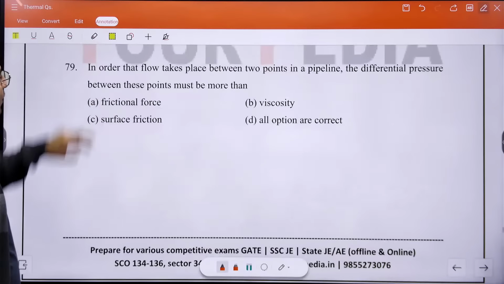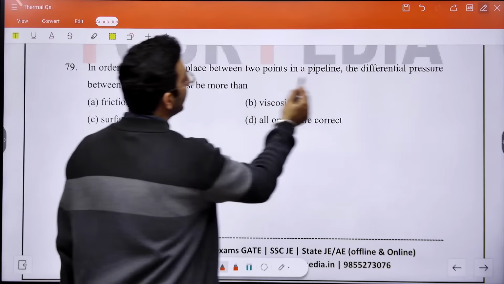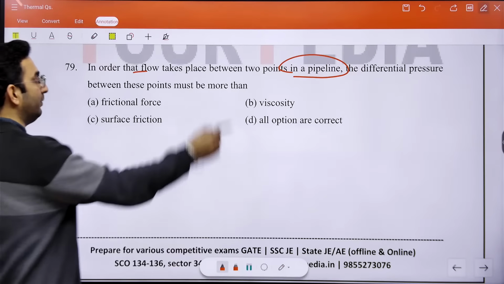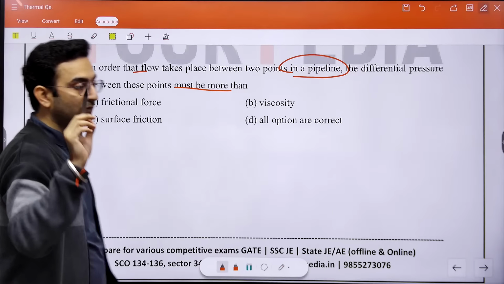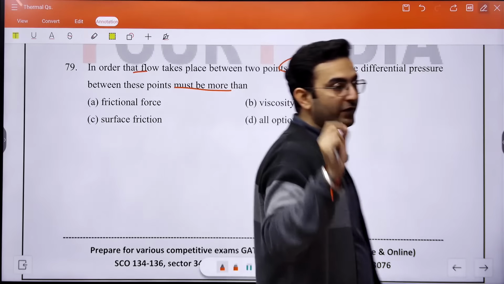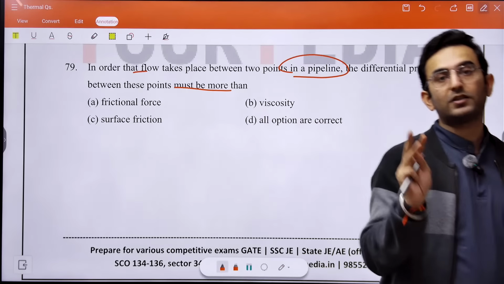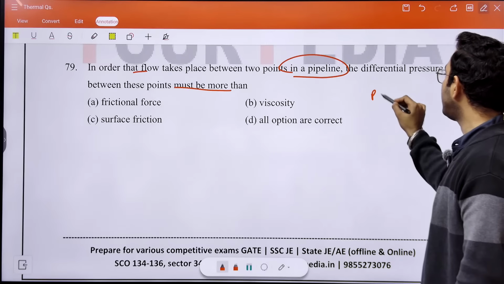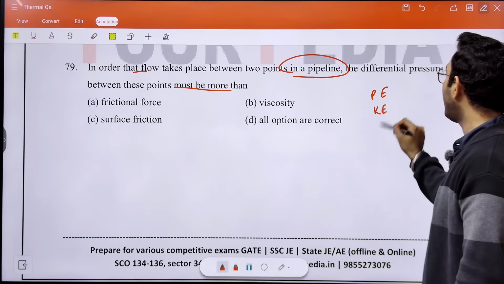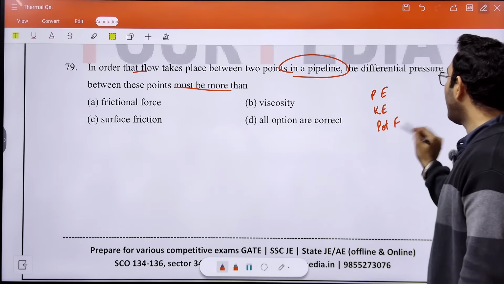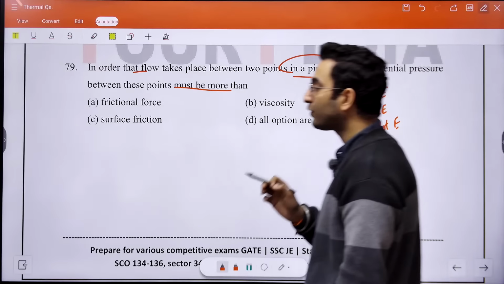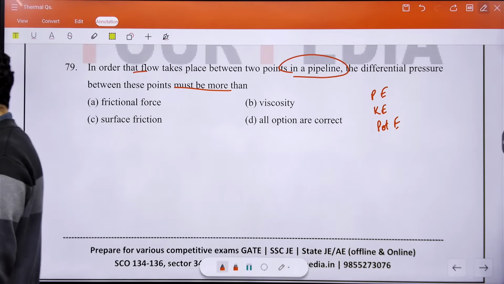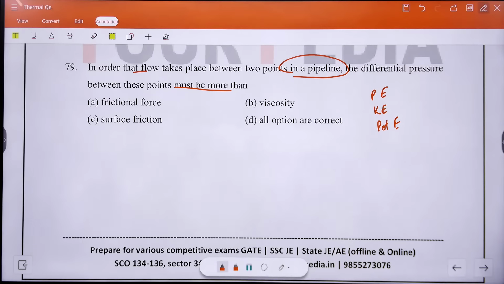Next, in order that the flow takes place between two points in a pipeline, the differential pressure between these two points must be more than the... Remember, whenever the fluid is in flowing condition, there are three energies associated with it: pressure energy, kinetic energy and potential energy. Also, whenever the fluid is flowing there is some friction, so the fluid must have sufficient energy to overcome the friction.